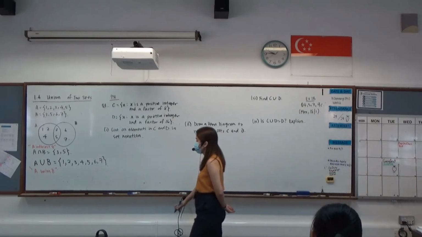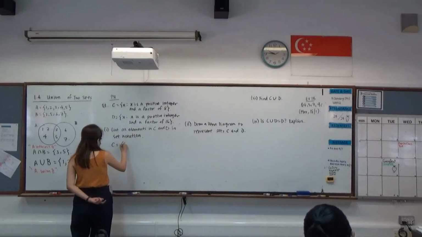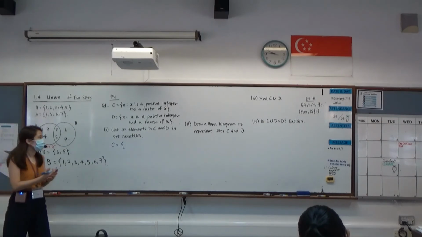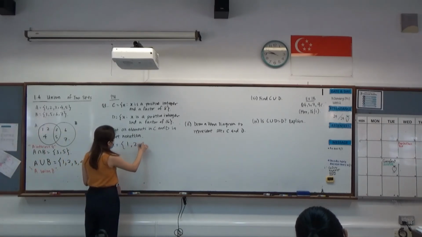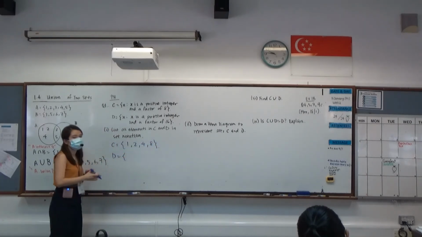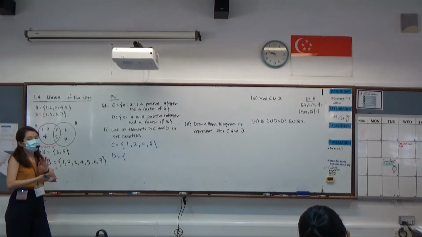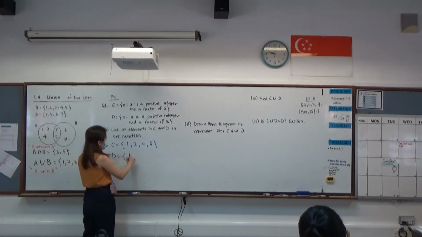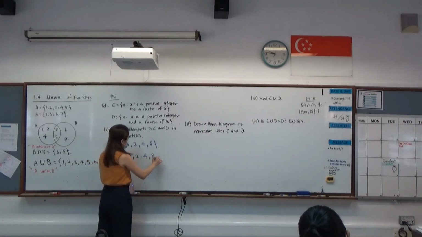Elements in C. What are the elements in C? 1, 2, 4, and 8. Great. And what about the elements in D? Alia? 1, 2, 4, 8, and 16.